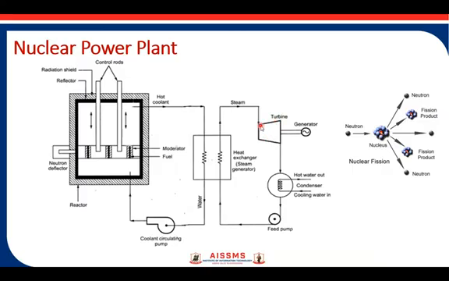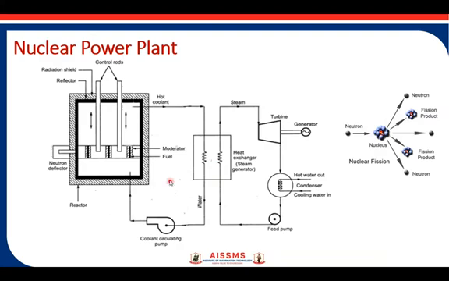Here kinetic energy will be converted into mechanical energy. The turbine is connected to the generator, so it will produce the electrical energy. At the output of the turbine, we have the mixture of water droplets and steam. Here we have the condenser, feed pump, and again water will be circulated over here.